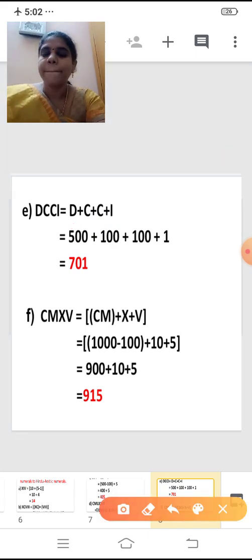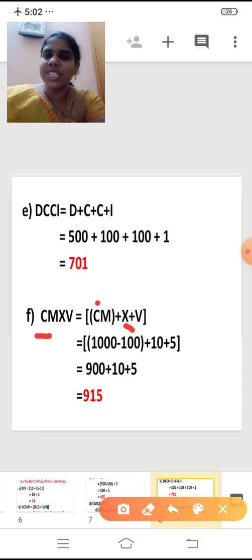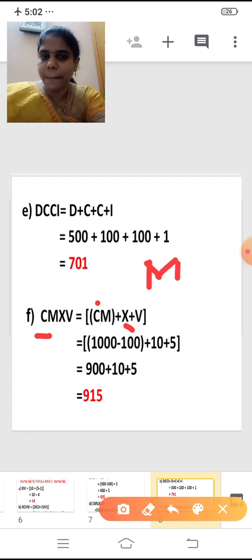So next one, CMXV. See here, the smaller one is placed before the larger one. Let's take that separately: CM plus X plus V. Value of X is more, right? So X plus V. What is the value of CM? Shall we write like this? M minus C. If the smaller one is placed before the larger one, you are going to subtract the smaller one from the larger one, right?